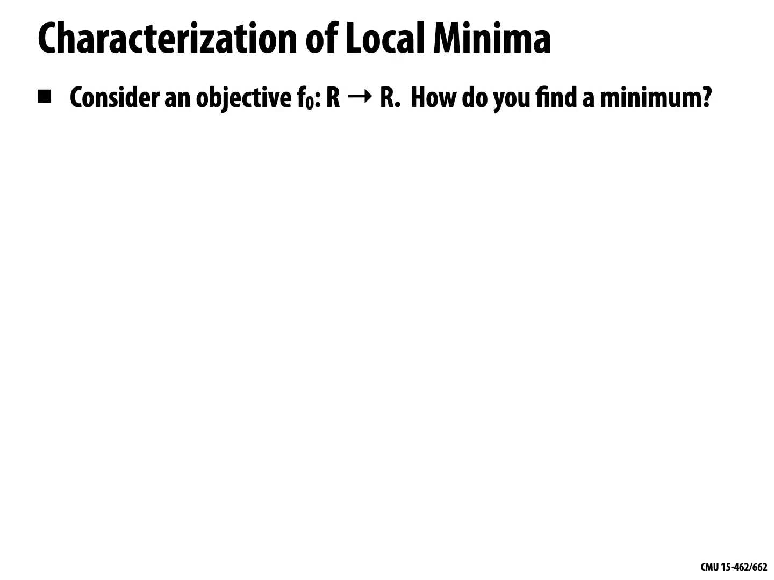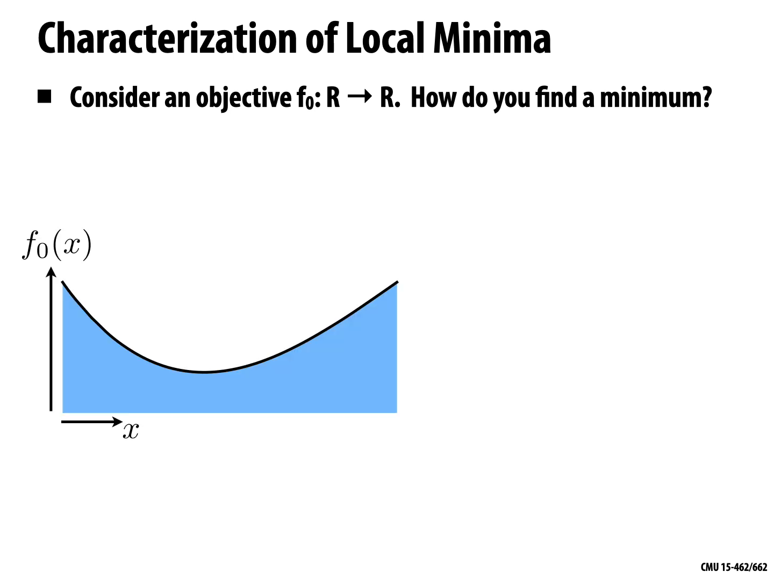Okay, well, let's think about a function, an objective function f naught, that goes from R to R, just a function on the real line. How do you find a minimum of this function? How did you do that in calculus? So here's a nice function.